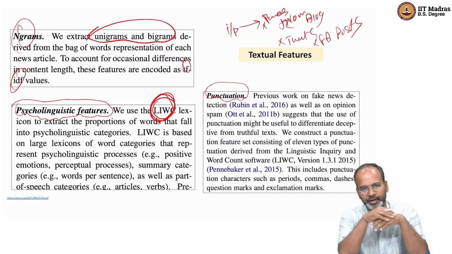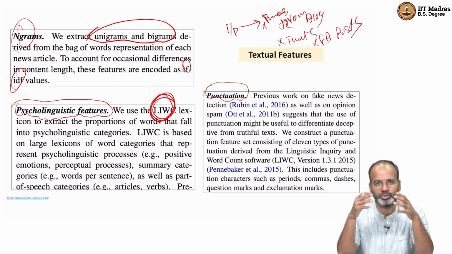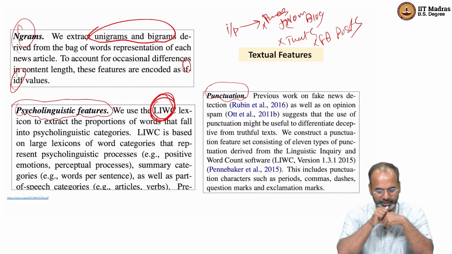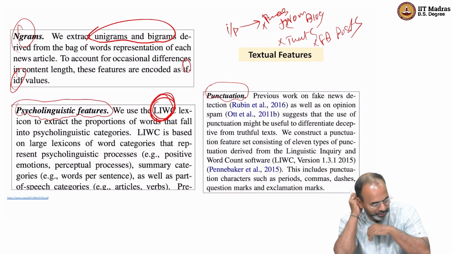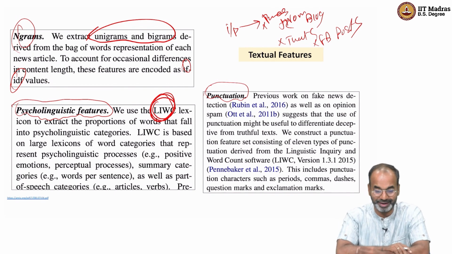It takes that as an input, and it actually gives you values on different types of content that is available in the text that is given as input. Right? We use the LIWC lexicon to extract the proportions of words that fall into psycholinguistic categories. LIWC is based on large lexicons of word categories that represent psycholinguistic processes, positive emotion, perceptual process, summary categories, as well as parts of speech categories, articles, verbs.